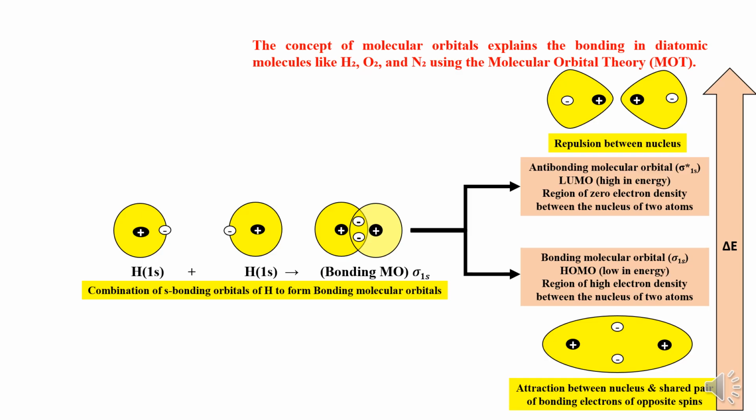While in case of the antibonding molecular orbital, it is high in energy as there is a region of zero electron density between the nuclei of the two atoms, which leads to enormous repulsion between the nuclei of both the atoms, as the nuclei are positively charged, and since they are exposed to each other, it leads to repulsion between the nuclei.